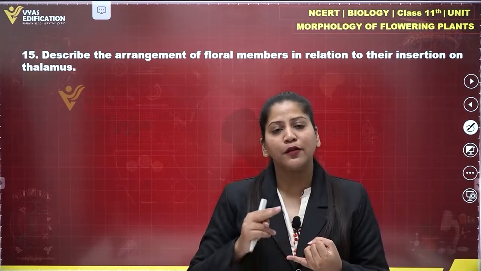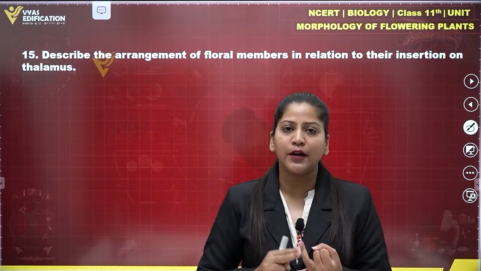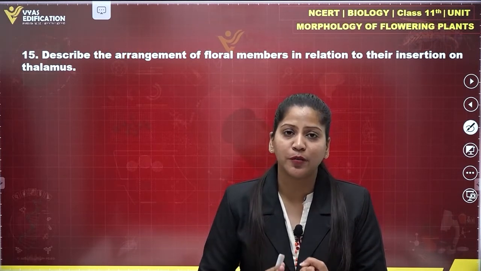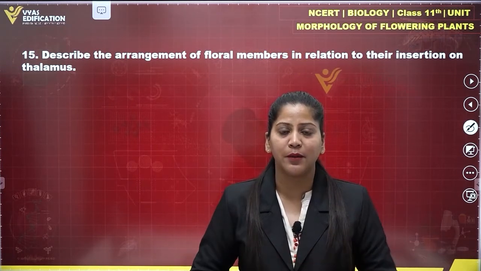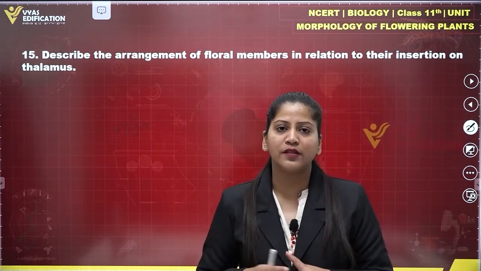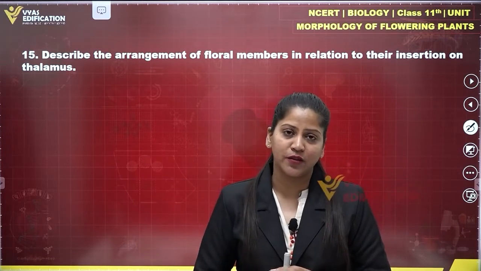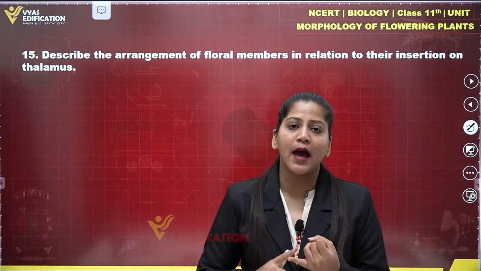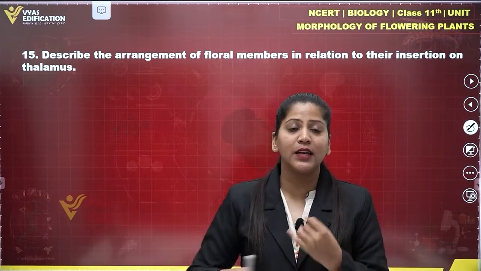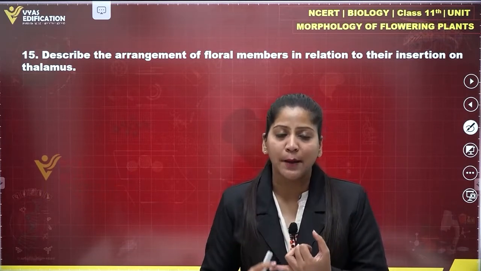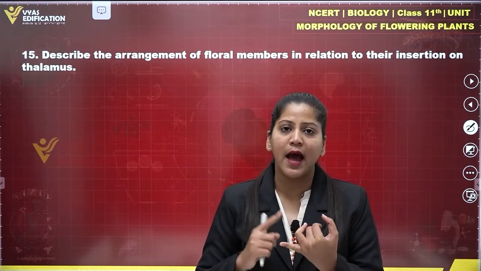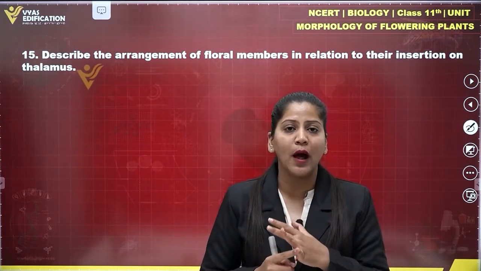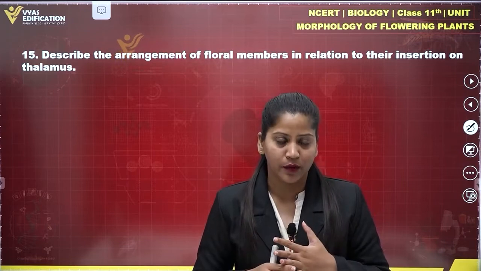Now, on the basis of arrangement of all these floral parts on thalamus, the flower is described into three conditions, such as hypogynous, perigynous and epigynous flowers. So basically we have three types of flowers: hypogynous flowers, perigynous flowers and epigynous flowers on the basis of arrangement of calyx, corolla, androecium and gynoecium, right?